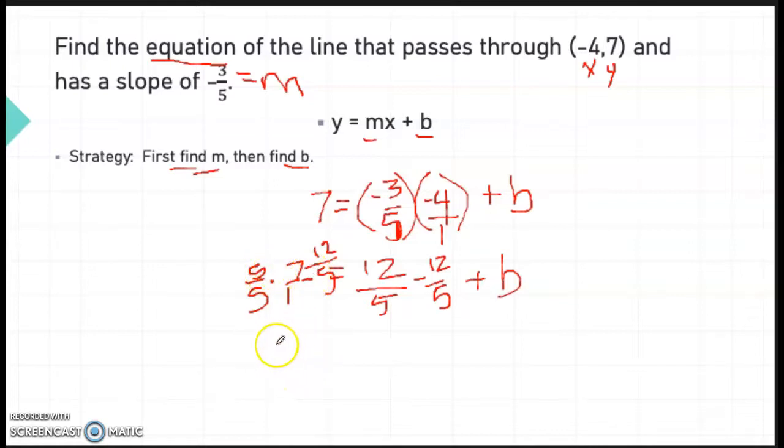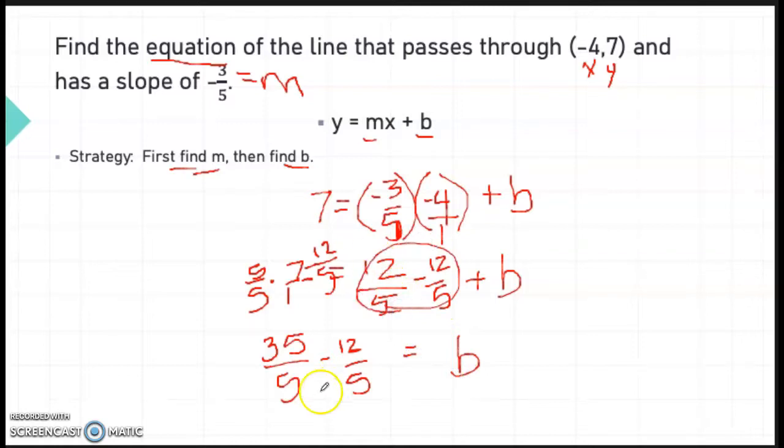Now I have 35 fifths minus 12/5 equals b, because all of this becomes 0, right? And when I subtract 35 minus 12, I get 23. So I have 23 in my numerator, and 5 is my common denominator, and that is b.